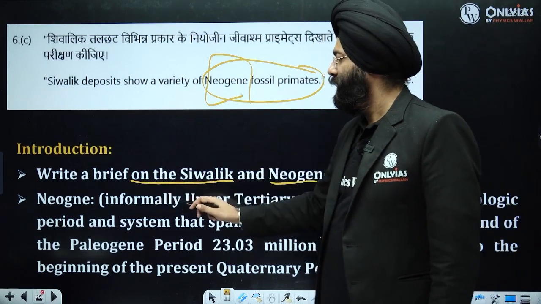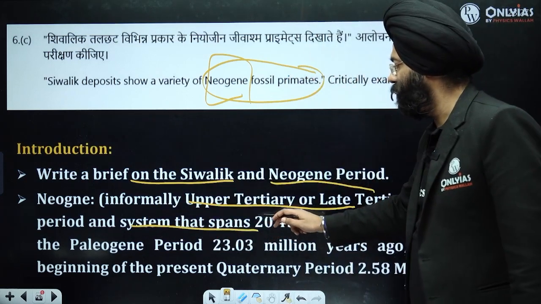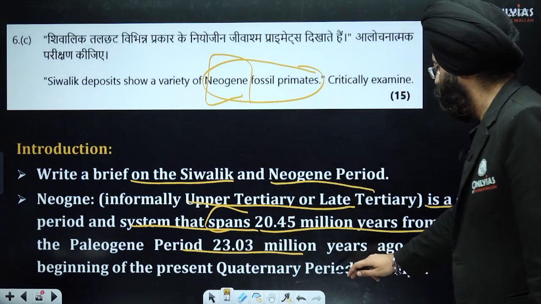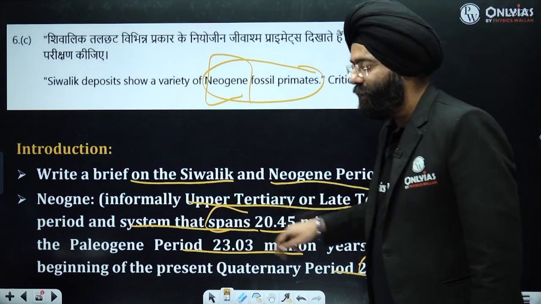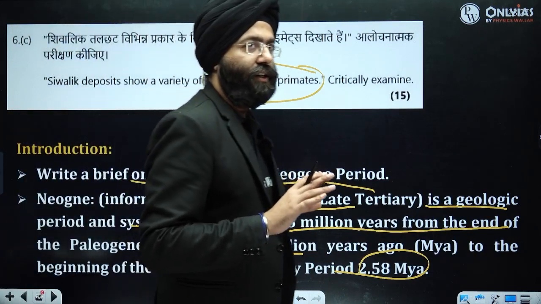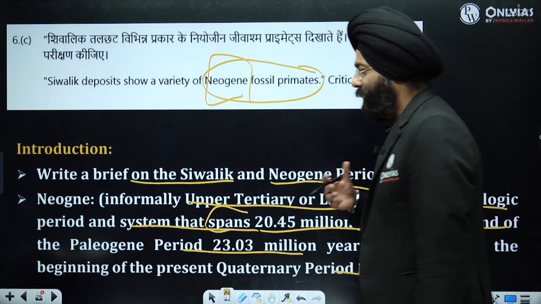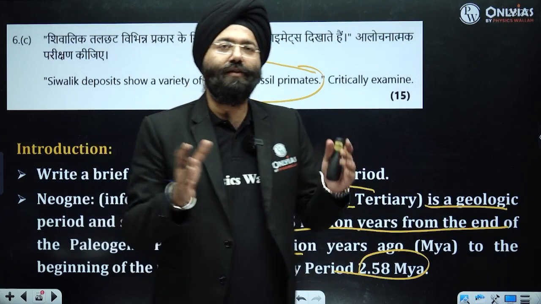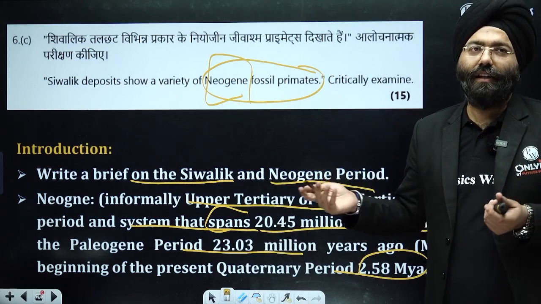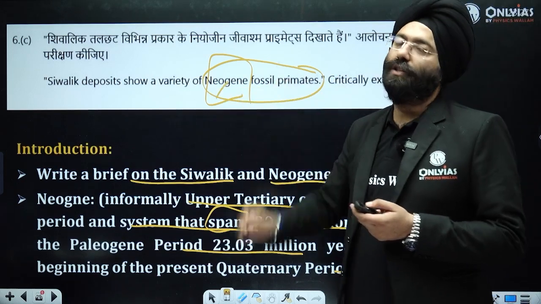Neogene, informally upper tertiary, is a geological period and system that spans from 23.03 million years ago, from the end of the Paleogene period, to about 2.58 million years ago. So from this period till this period, whatever fossils have been found, you had to mention that. This is not an issue of not having read Neogene; within this span, whatever is found, you had to mention that. That was a very simple dimension. If you knew this, it would have been easy, but I can accept that I'll put it in a somewhat difficult category because you might not have heard the word Neogene. Clear?